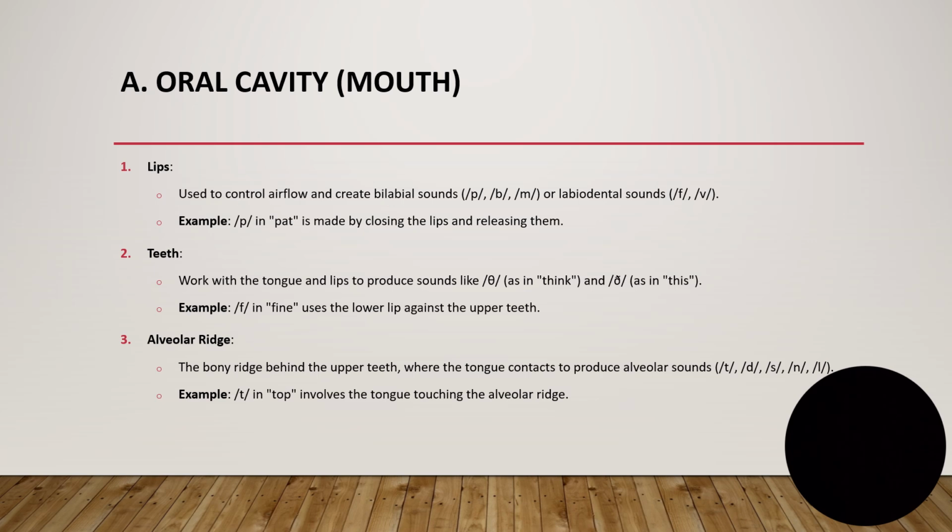We have the alveolar ridge, the bony ridge behind the upper teeth where the tongue contacts to produce alveolar sounds like t, d, s, and l. Example, t in top involves the tongue touching the alveolar ridge.